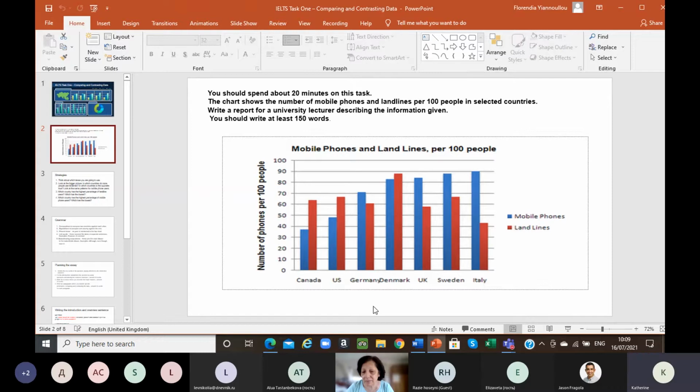There are different amounts of phones in different countries. And if you look at these countries here, Canada and the US, can you see the mobile is the lowest, isn't it? Here they're higher, here they're similar, that is somewhere in the middle. So you get an overall idea. And then you see the landlines. Do you know what a landline is?